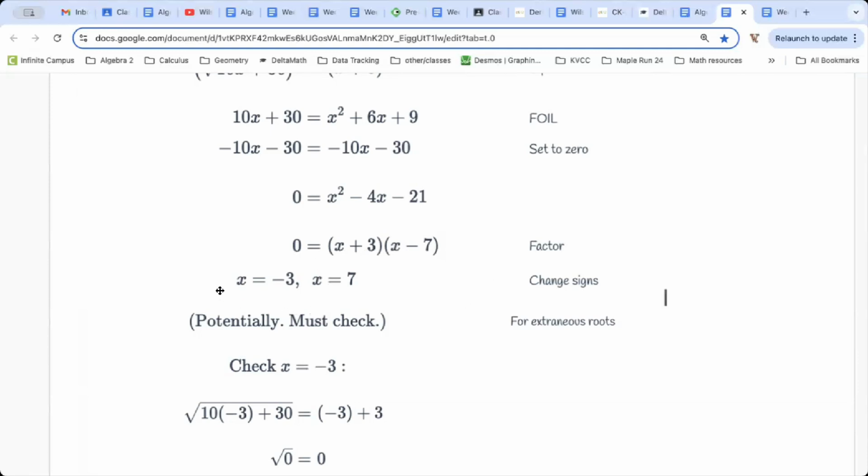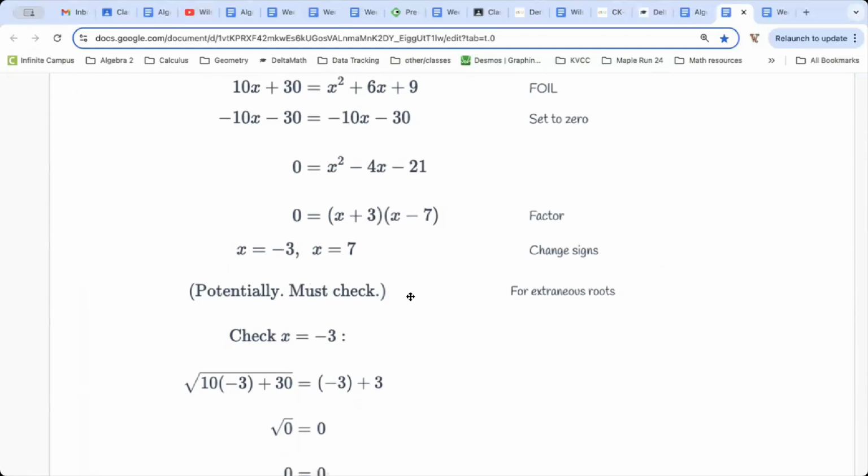So here we go. Those are two potentially the solutions to this equation. However, you have to do one extra step. You have to verify if those are good answers. So how do we do that? You just plug it back into the original equation.